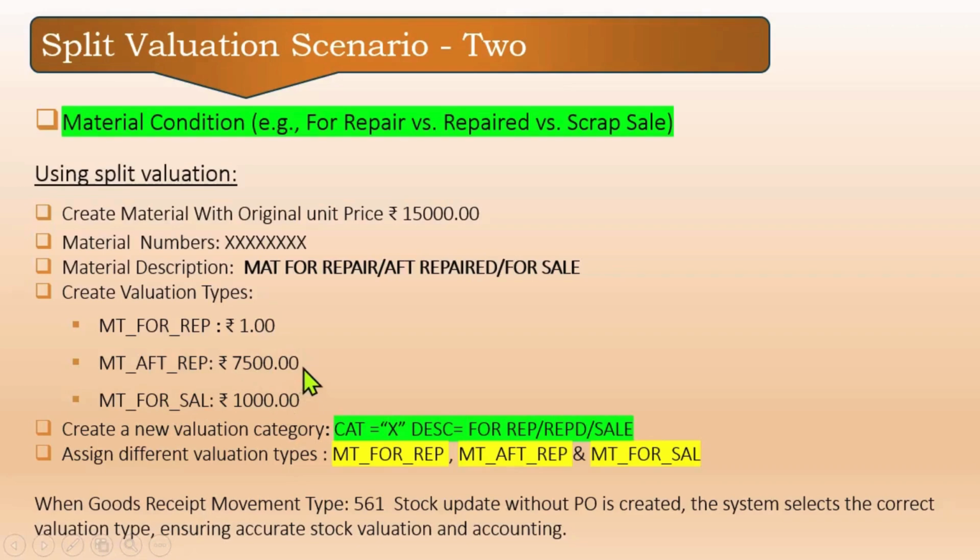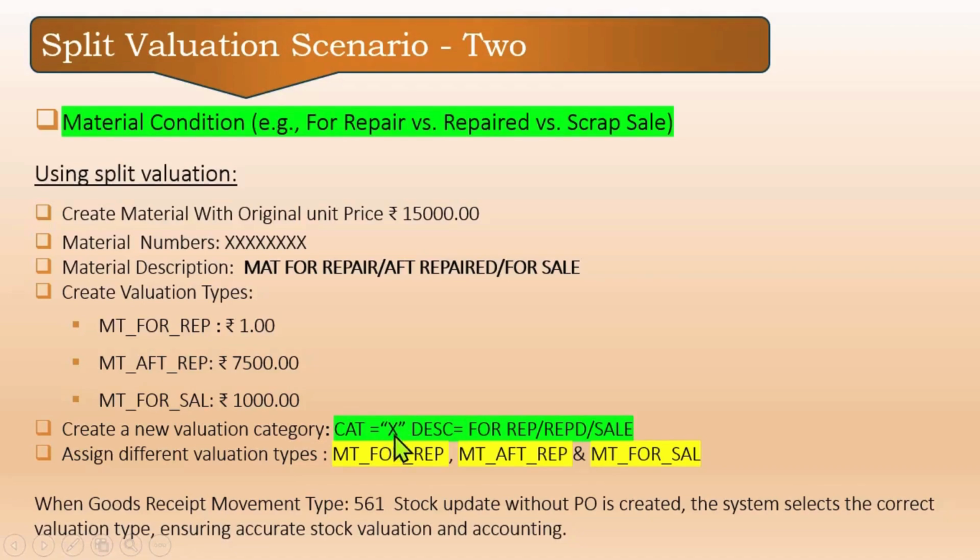Once the material cannot be used, it becomes obsolete, then they'll put it as scrap for sale. So that will be rupees 1,000, our third price. So in this way, we'll create 3 global valuation types with 3 different prices. And then we'll also create a new category. So category type is a single digit. Okay, we have to see in the system. Once we log into the system, we'll see whatever will be available. We'll use that category in the system.